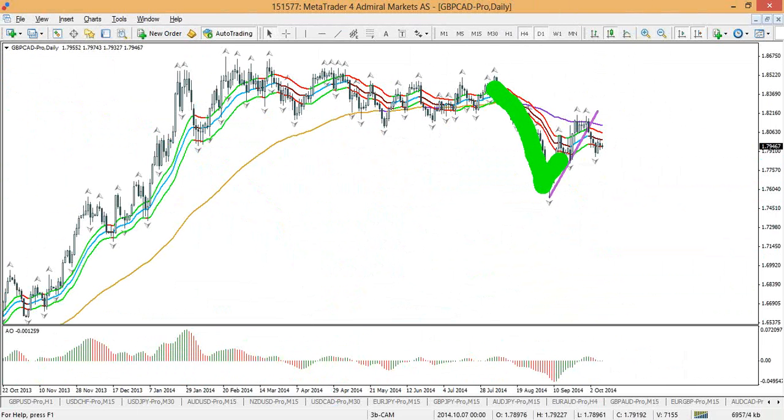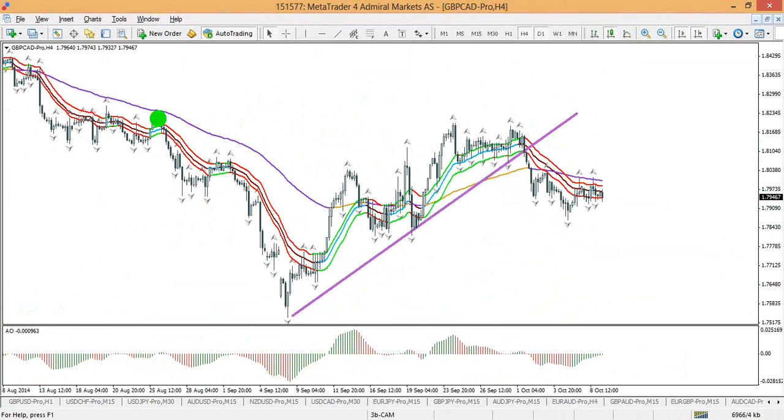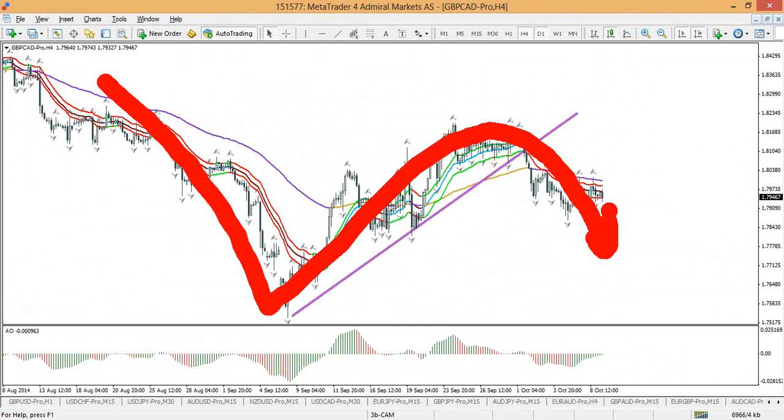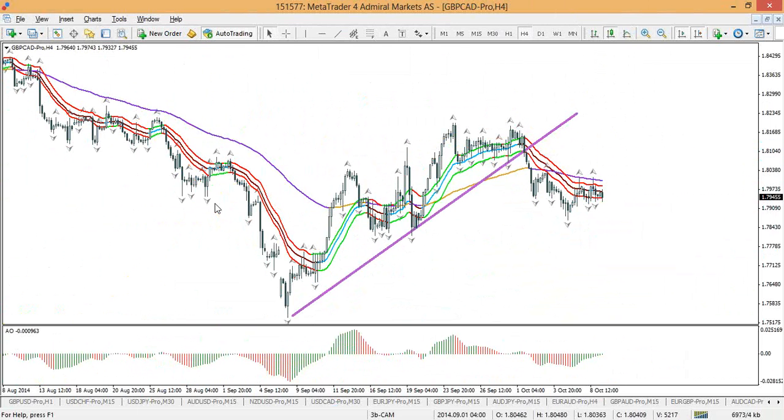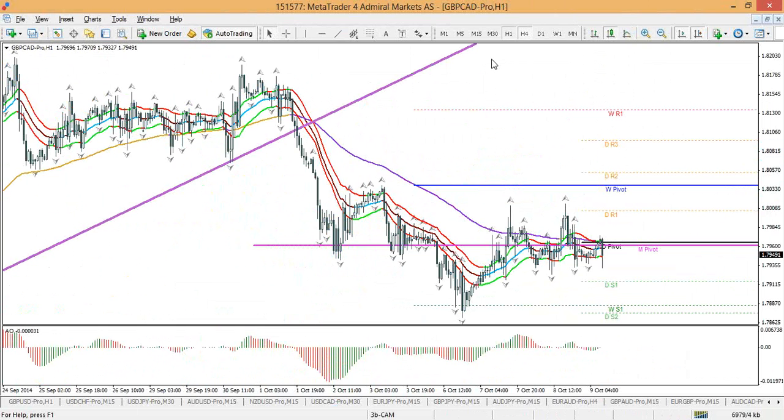This could be a hook back in the first break after that fall. So this could be a fall, hook back, break. So that looks interesting. Maybe we'll see some CAD strength. I don't know, but it looks like pound CAD is set up for a continuation fall. That's at least what I was analyzing just before our webinar started.